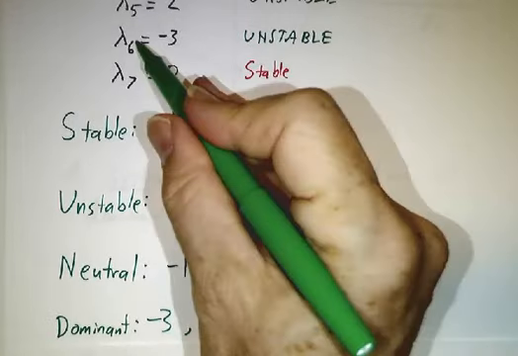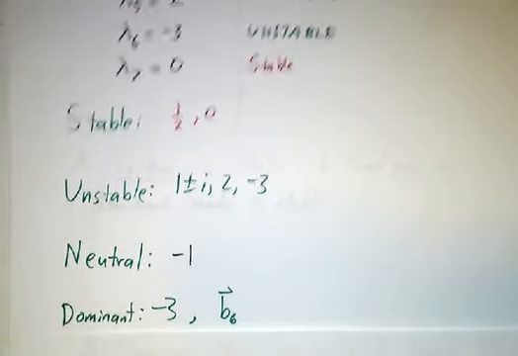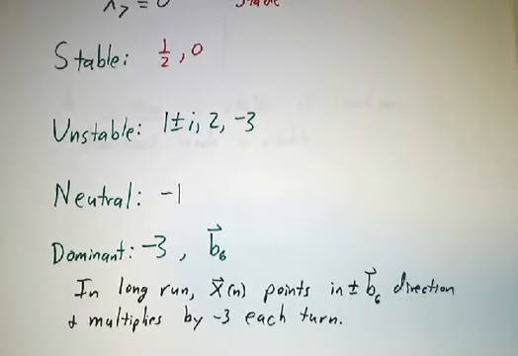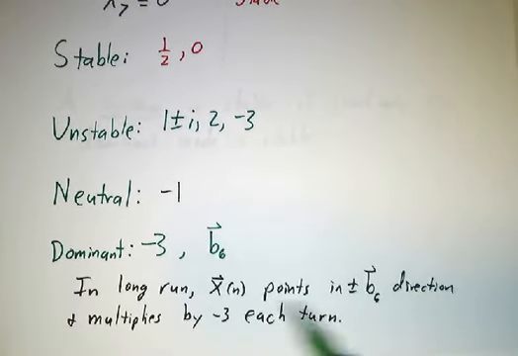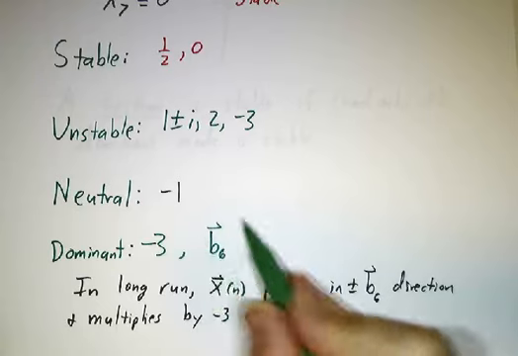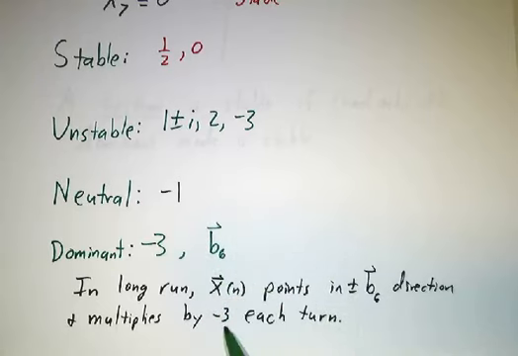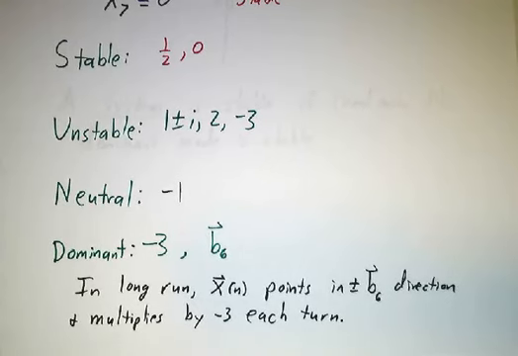And we called that lambda 6, so this is going to be b6. So if you wait a long time, x of n is going to point in the b6 direction, or maybe the minus b6 direction, and it gets multiplied by negative 3 every turn. This term in the expansion goes exactly like negative 3 to the n times b6. And that's the biggest term, so in the long run, you can ignore everything else.